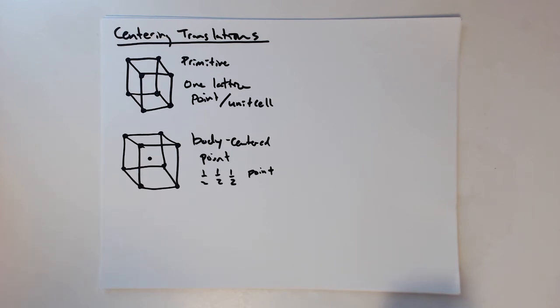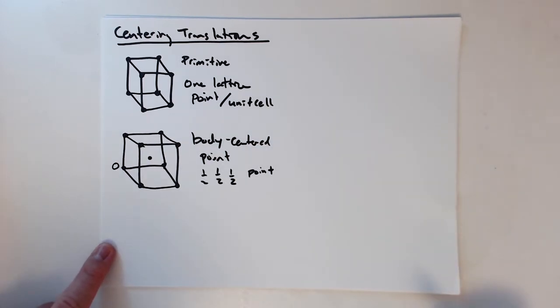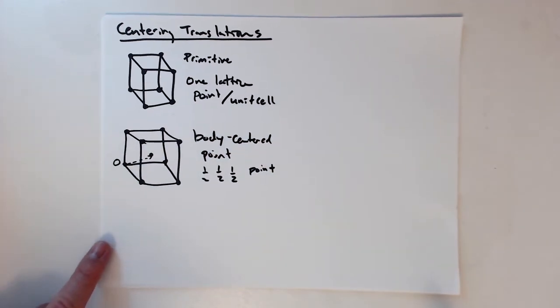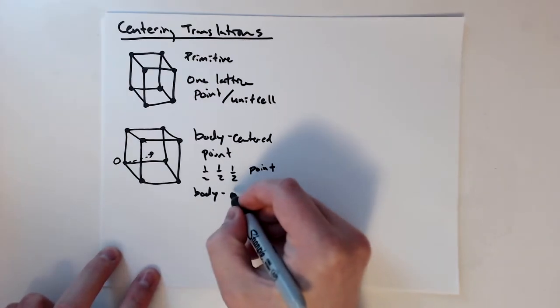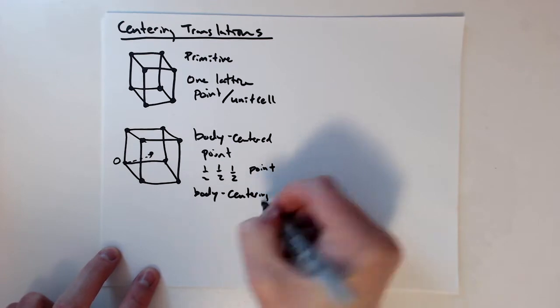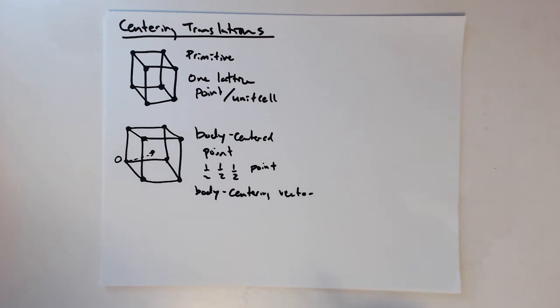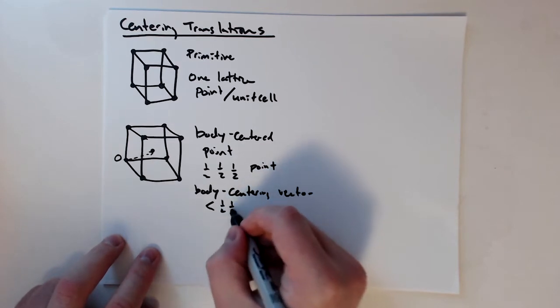For these non-primitive unit cells, we often want to think about a vector that can translate from the origin to that non-primitive site. So if we're taking this point here as the origin, and we want to translate to the non-primitive point, this would be the body centering vector. This would take us from the origin to the body-centered point, and this is going to be in the family of 1/2, 1/2, 1/2.